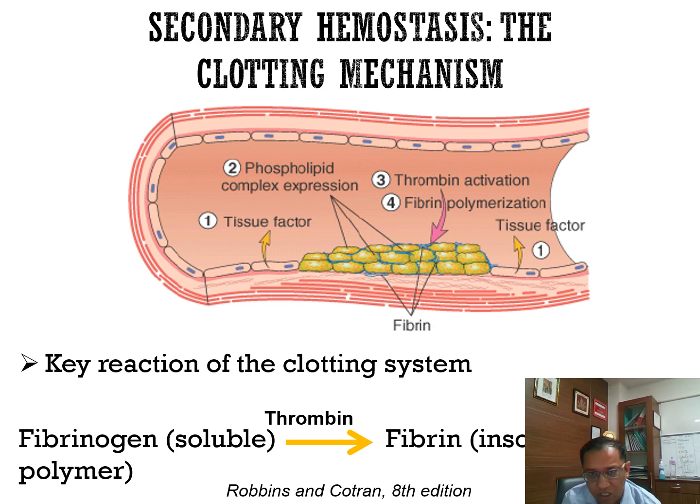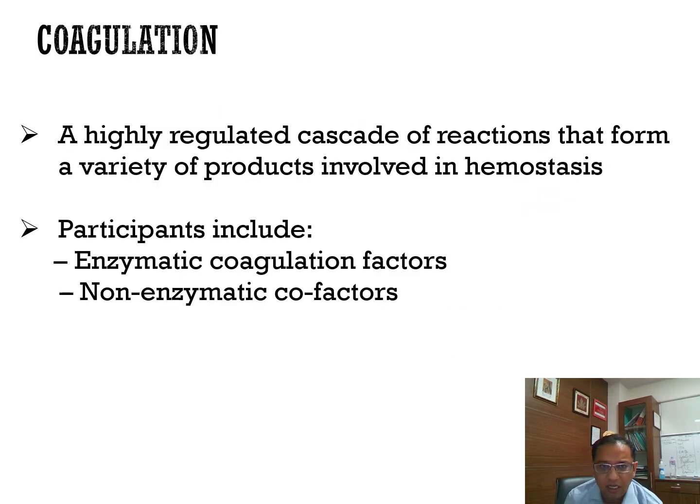It is also known as the coagulation cascade, coagulation pathways, and there are both intrinsic and extrinsic pathways. Coagulation is a highly regulated cascade. This word is very important. A cascade of reactions that forms a variety of products involved in hemostasis. By cascade, it means that the preceding step makes the next step become stronger and stronger. So it is like a waterfall or a cascade. The participants in this coagulation cascade include enzymatic coagulation factors and non-enzymatic cofactors.